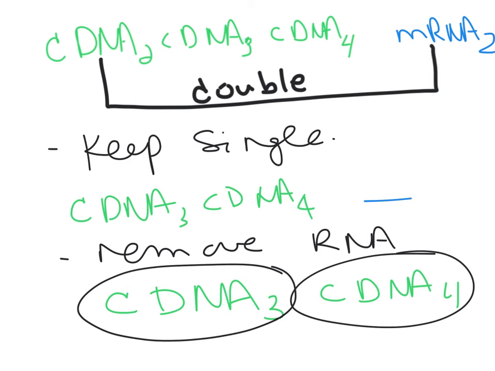So subtractive library screening means you're subtracting out those that are common and going to be left with the cDNAs that are unique to that particular cell. Remembering that those cDNAs represent the mRNAs, and the mRNAs represent the unique gene expression.